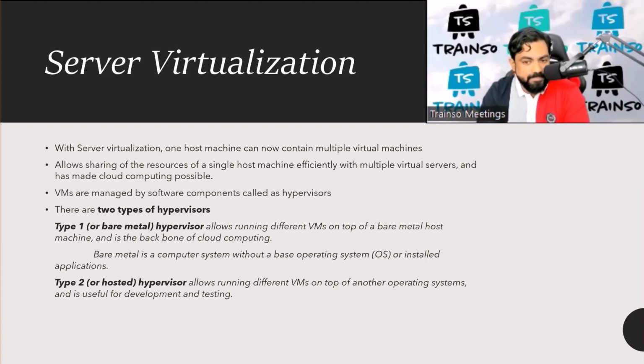A Type 2 hypervisor allows running different virtual machines on top of another operating system. So here, your bare metal is there, on top of it some operating system is there, and on top of it you will have another VM running, and this VM is run using a hypervisor called a Type 2 hypervisor. So if you have only a Mac machine and you need to run some software on a Linux machine, what will you do? You will need to run a VM with the Linux operating system on top of your Mac machine. We'll see some of these things when we learn about Kubernetes and setting up Kubernetes on a local machine.